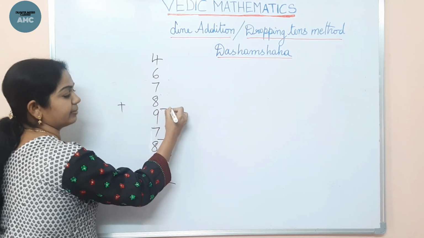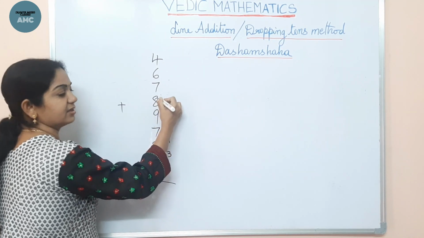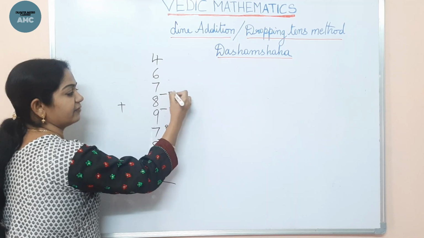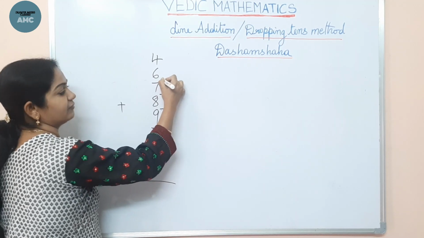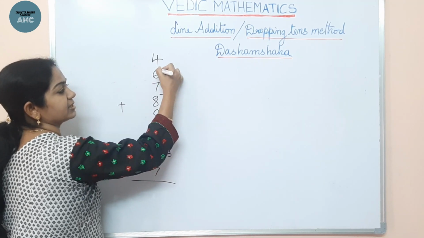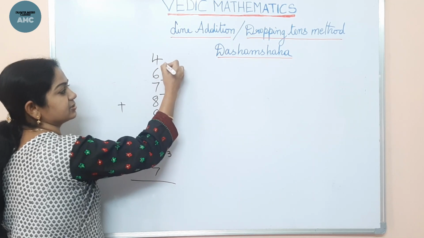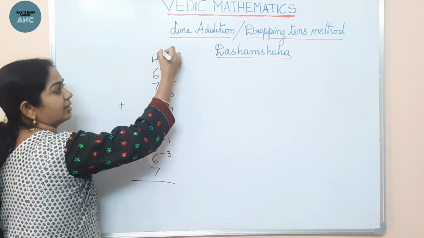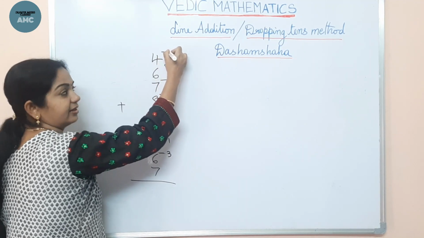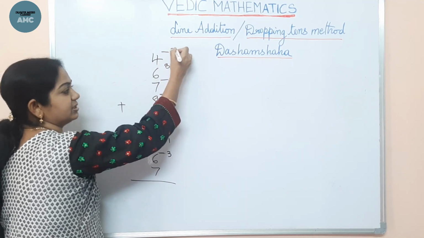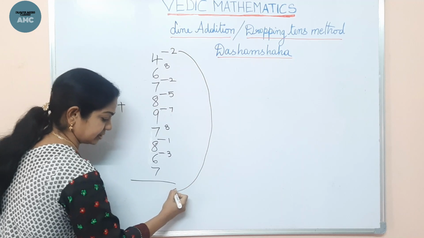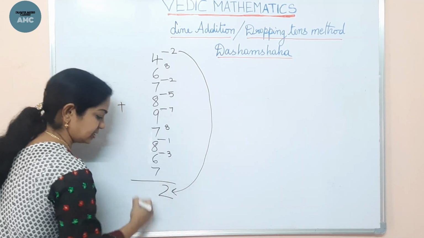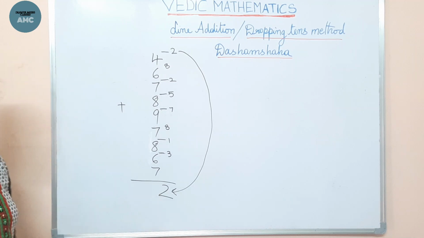Drop 10. Remember 7. 7 plus 8 is 15. Drop 10. Remember 5. 5 plus 7, 12. Drop 10, 2. 2 plus 6, 8. 8 here as it is. No writing dash. 8 plus 4 is 12. So here also I'm dropping 10. I got 2. This 2 will be written here. This is, for our sum, the units place is 2.